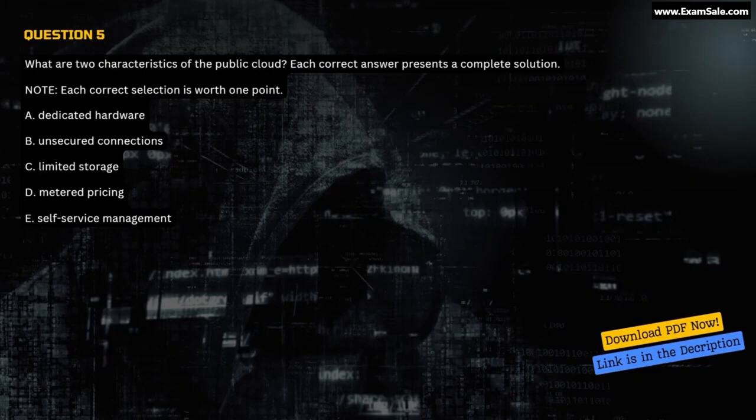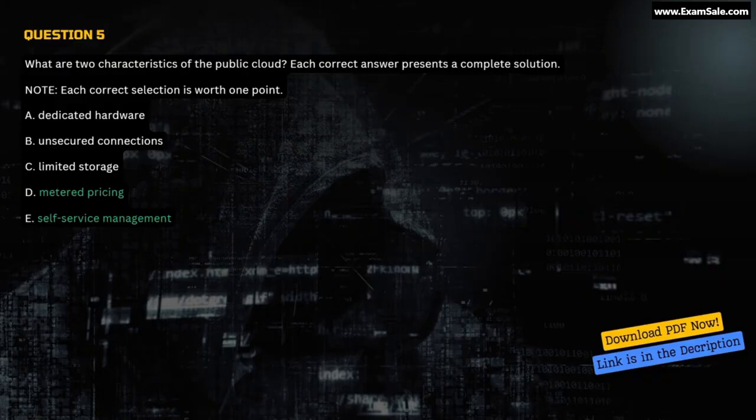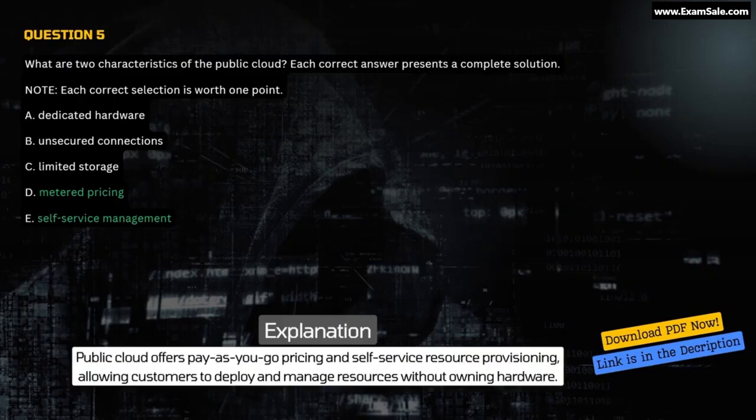Each correct answer presents a complete solution. Note: each correct selection is worth 1 point. A. Dedicated hardware. B. Unsecured connections. C. Limited storage. D. Metered pricing. E. Self-service management. Correct answer D and E. Metered pricing. Self-service management. Explanation. Public cloud offers pay-as-you-go pricing and self-service resource provisioning, allowing customers to deploy and manage resources without owning hardware.